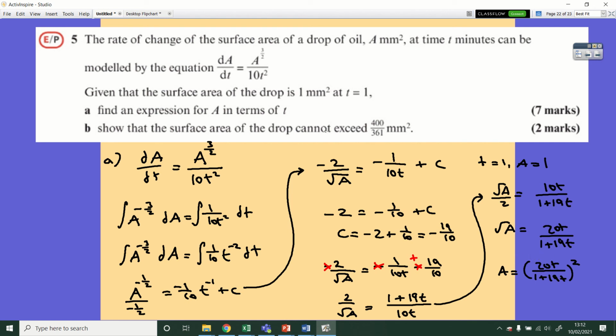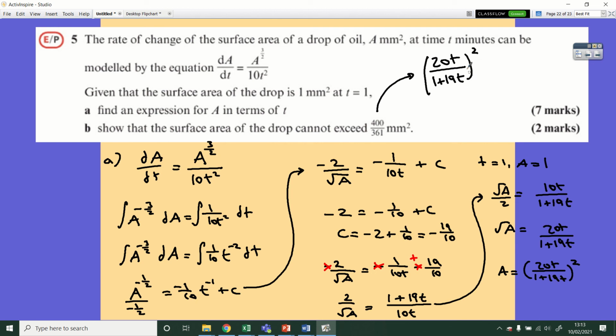Now we're going to show that the surface area of the drop cannot exceed this value here. So this is kind of another limit question. We're trying to show that this value of A can't be bigger than this value. So let's think about what this fraction in here can be as a value. Let's think about what this can be: 20t over 1 plus 19t. I'm trying to link that with that value here.